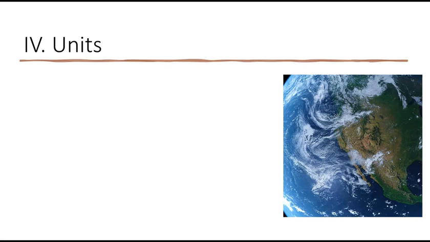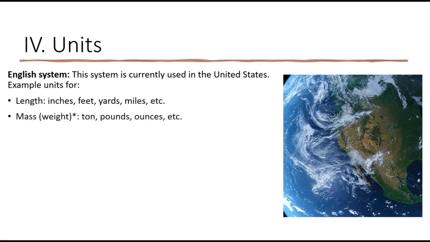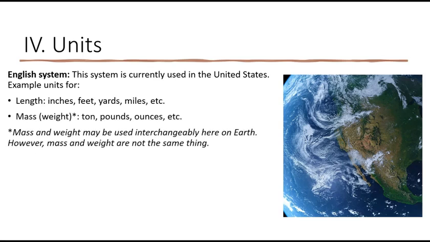4 units. There are many systems of units. The system commonly used in the United States is known as the English system. The English system has units, for example, of length that corresponds to inches, feet, yards, miles, of mass or weight, ton, pounds, ounces.